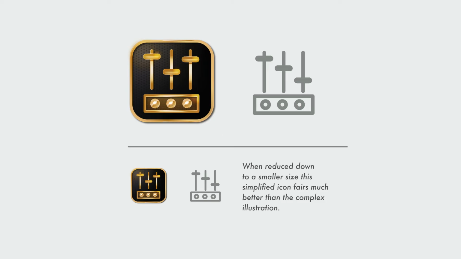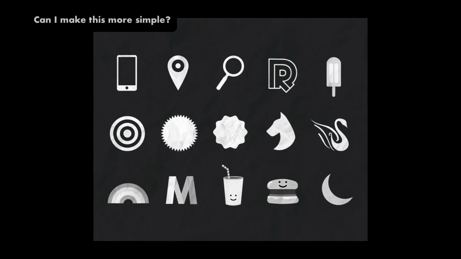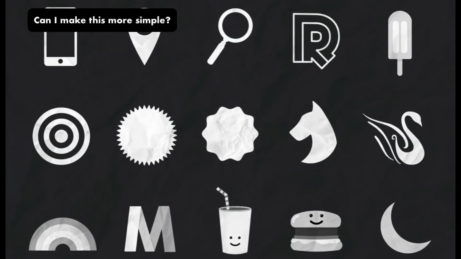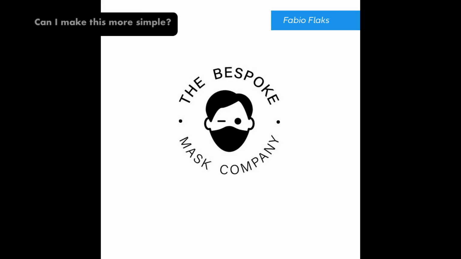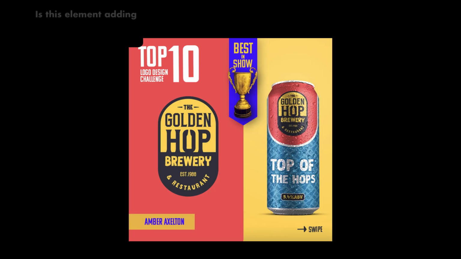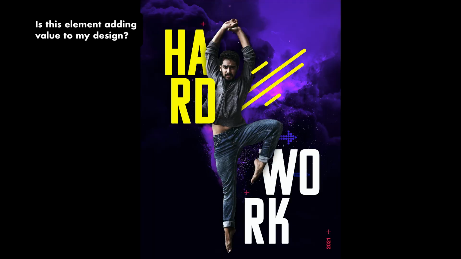So when you take this icon, for example, when reduced down to smaller sizes, this simplified icon fares much better than the more complex illustration. One thing to always ask yourself when creating a design is, can I make this more simple? You could do this by reducing unnecessary elements, graphics, and even combining texts that are saying the same thing. Simplification can make your message appear more clean and concise. Ask yourself another question. Is this graphic or element adding value to my design?